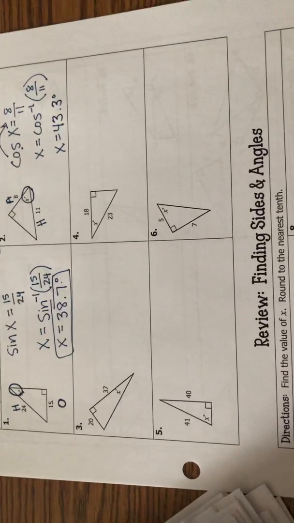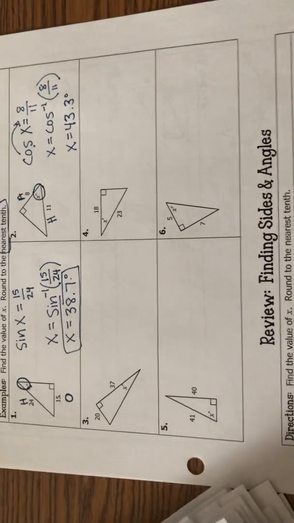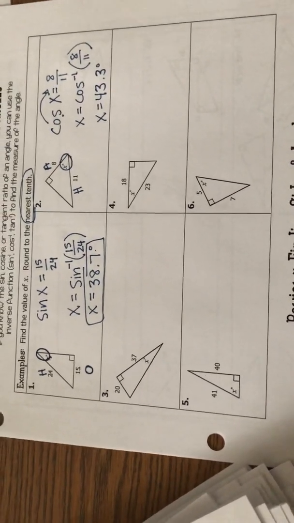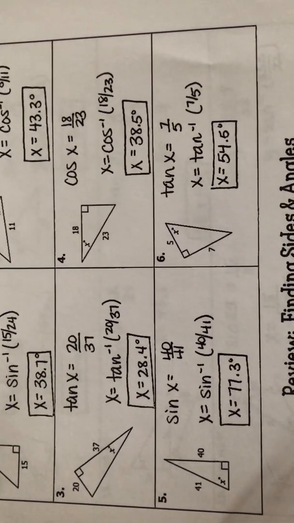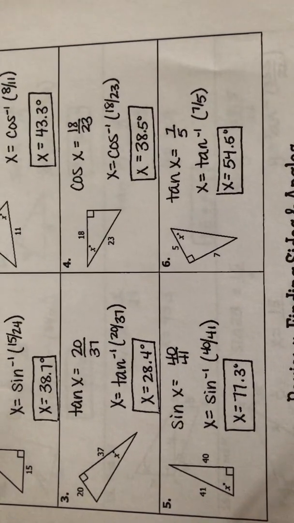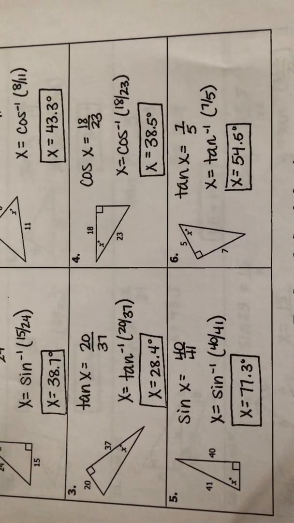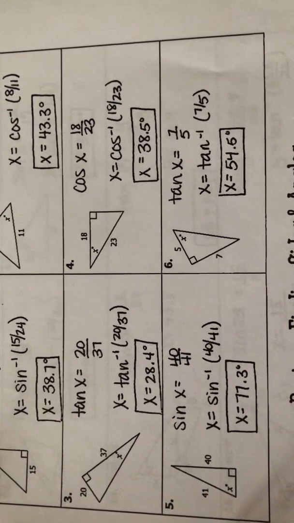You can pause the video, and after you've worked them, unpause the video, and I'm going to tell you what the answers are and how you should have set them up. All right, so here are the answers for 3, 4, 5, and 6. You can pause the video and see how these were set up. And then with your groups, I want you to do the review section. Again, pause the video because I'm going to tell you what the answers are to the review section.